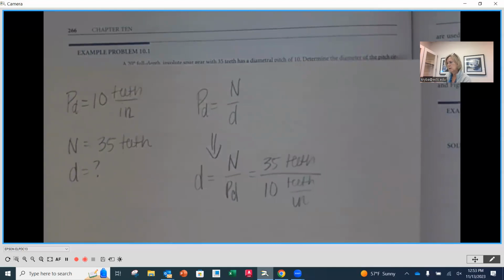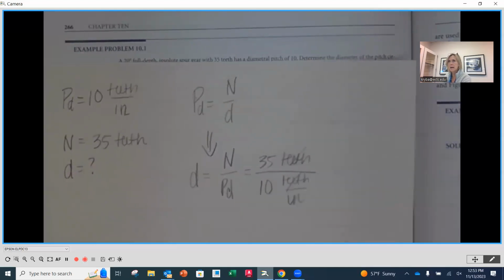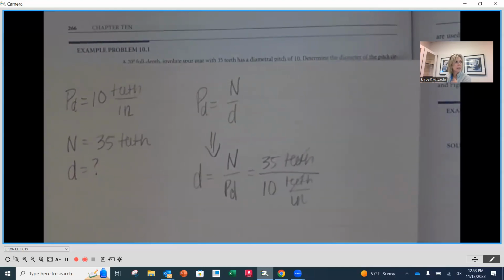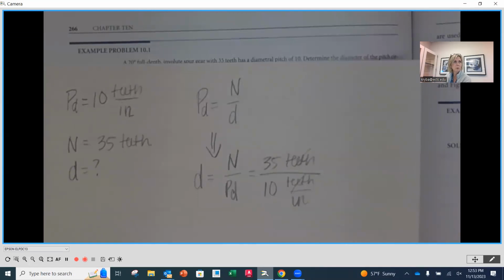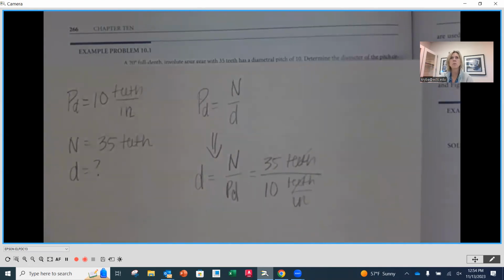Now, as we look at our units, before we even worry about solving for the number, notice that your teeth cancel top to bottom, but we have per inches in the denominator. Do you remember from algebra that that is actually a multiplication on top in the numerator? It's kind of like dividing by 1/2 is multiplying by 2. Do you remember that? That's exactly what the units are doing here.